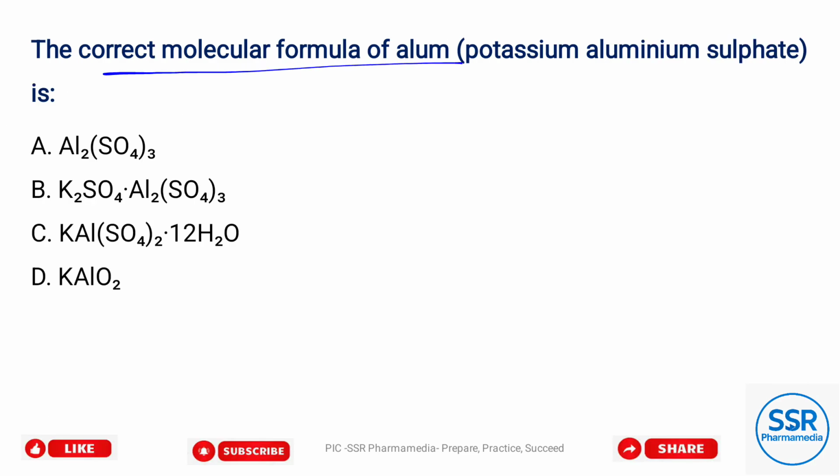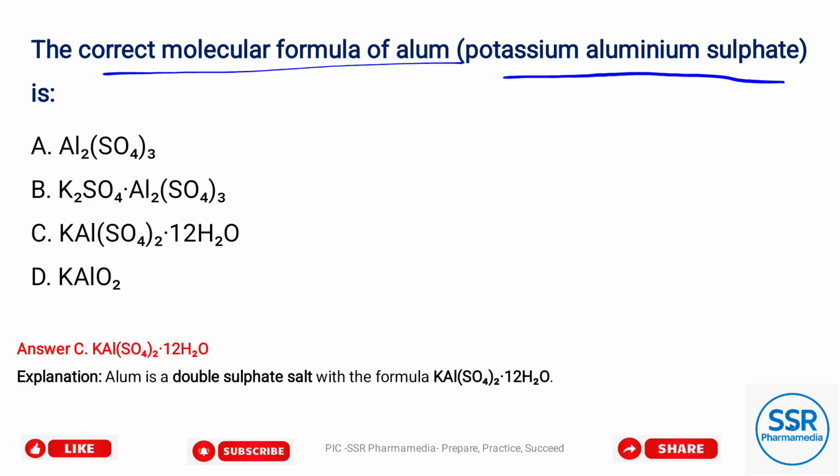The correct molecular formula of alum. Alum means potassium aluminum sulfate. So the answer is option C, K2SO4.Al2(SO4)3.24H2O, or KAl(SO4)2.12H2O. Alum is a double sulfate salt, that means potassium aluminum sulfate. So this is the molecular formula.